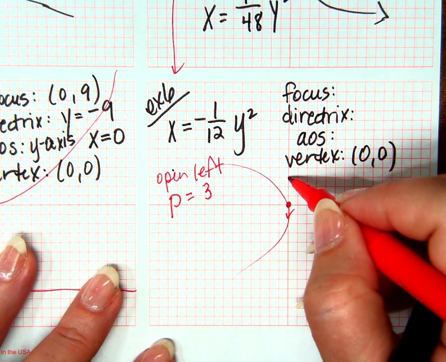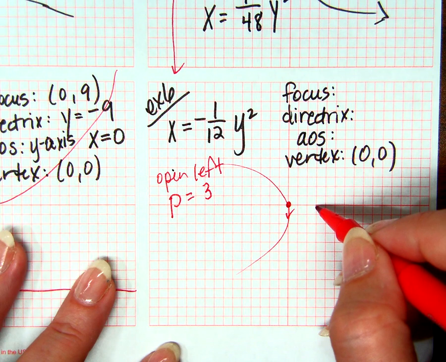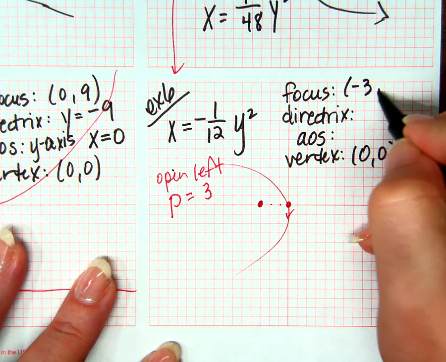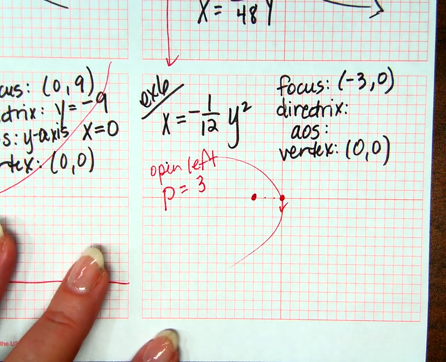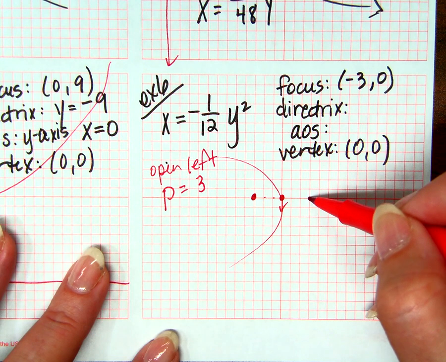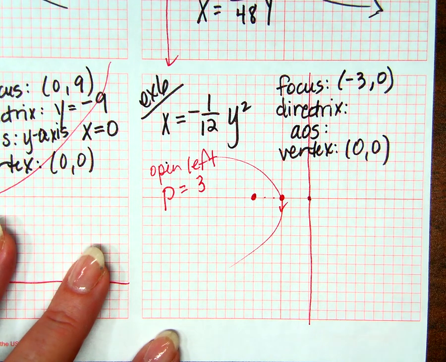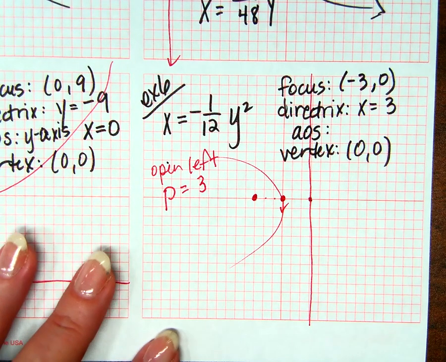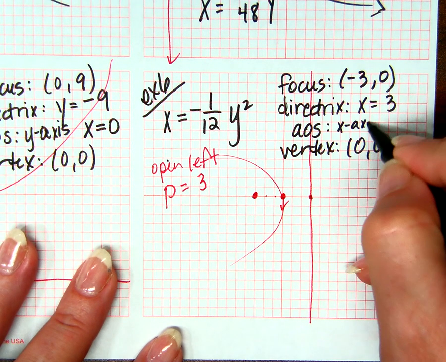0, 3. So up here. So over here. Oh, negative 3, 0. I know I'm being so picky. Where's the directrix? It's a point right here. It's a line right here. Which axis is it crossing? X equals 3. And where's my axis of symmetry? So the x-axis. So y equals 0.